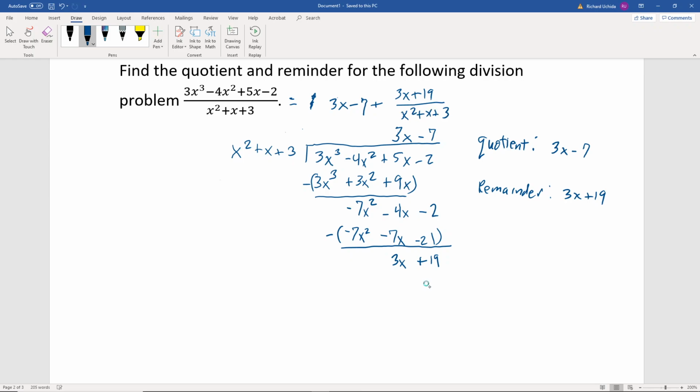Now, how this relates to the equations of the slant or oblique asymptotes, let's say if this rational expression was our f of x, so f of x equals 3x cubed minus 4x squared plus 5x minus 2 all over x squared plus x plus 3. What it turns out is that the equation of the oblique asymptote or slant asymptote is the line y equal to 3x minus 7. It'll be equal to y equal to the quotient when you do your division.